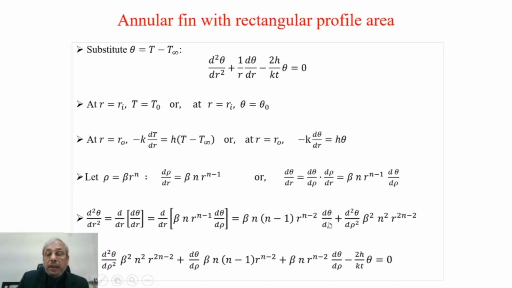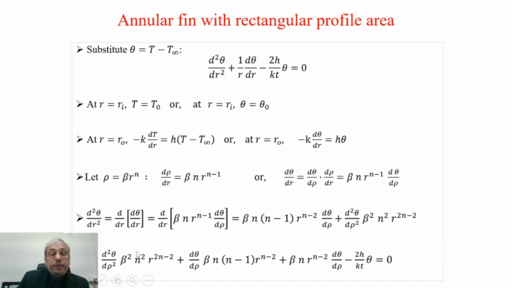Then we get d theta d rho into all these quantities, beta n (n minus 1) r to the power n minus 2. We had d theta d rho divided by r, which is beta n r to the power n minus 2. So basically it's 1 by r d theta dr into d theta d rho, minus beta n r to the power n minus 2 d theta d rho, minus twice h by kt into theta.